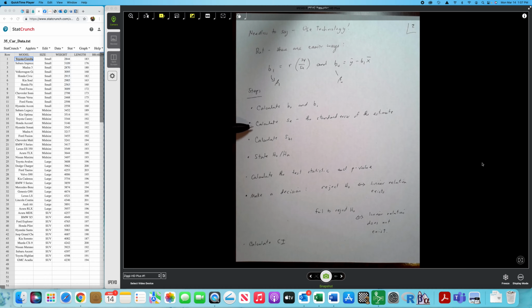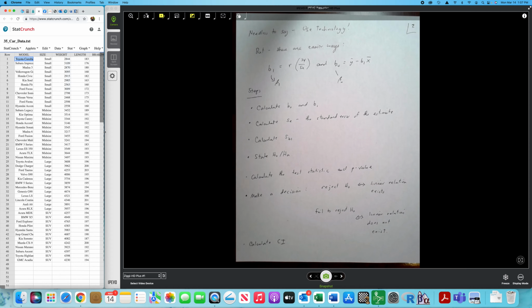We need to calculate what's called SE. That's the standard error of the estimate. I'll show you how to find that using StatCrunch. The next thing we do is calculate the standard error for the sampling distribution of B1, state the null and alternative hypotheses, calculate the test statistic and p-value, make a decision, calculate the confidence intervals, and then on the back I'll show you that we have some rules for actually using our model to make predictions. So let's get to it.